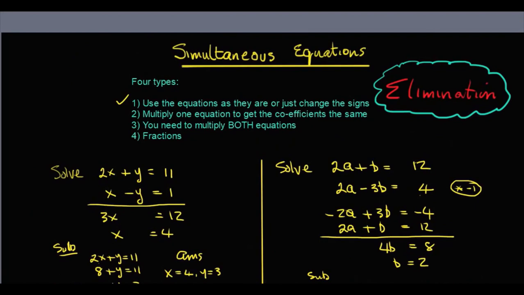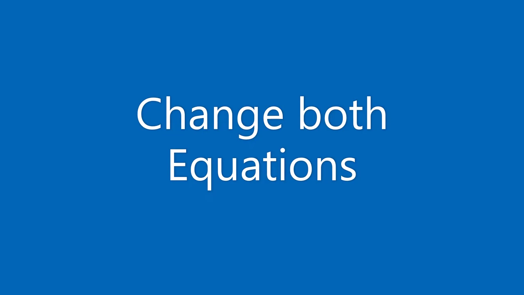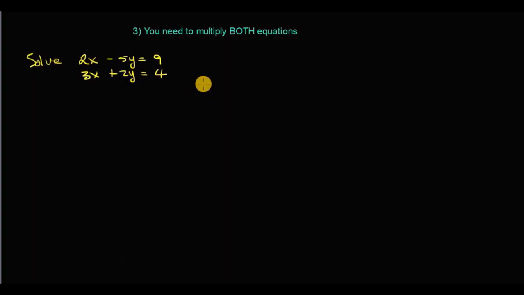Okay, so now we've done this one, multiply one equation to get both the coefficients the same. Now we're going to multiply both equations. So let's have a look at a couple of those. We have 2x minus 5y equals 9, 3x plus 2y is equal to 4. You cannot multiply one of them to eliminate a variable. So we have to multiply both. Now your choice, you can still eliminate the x's or the y's.